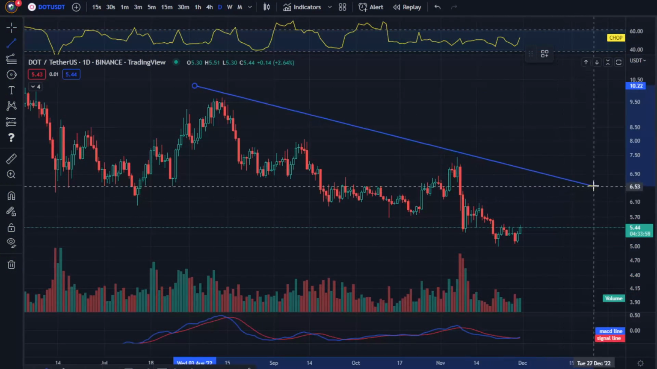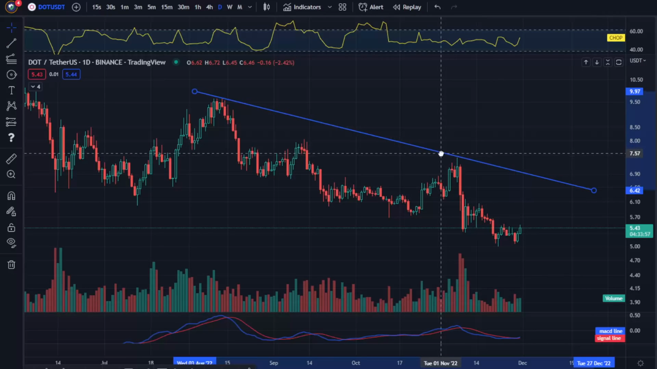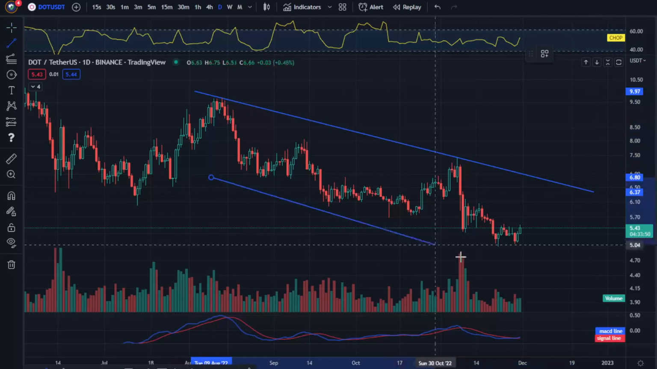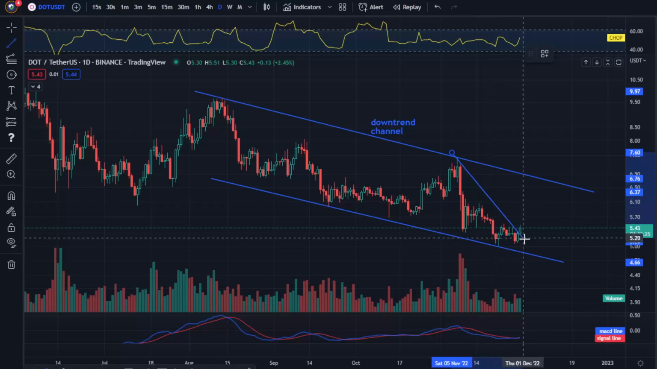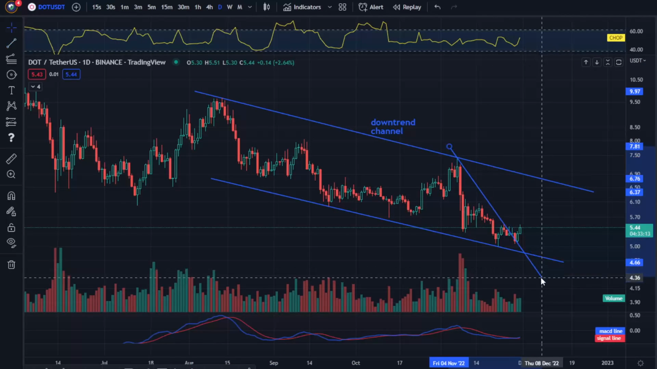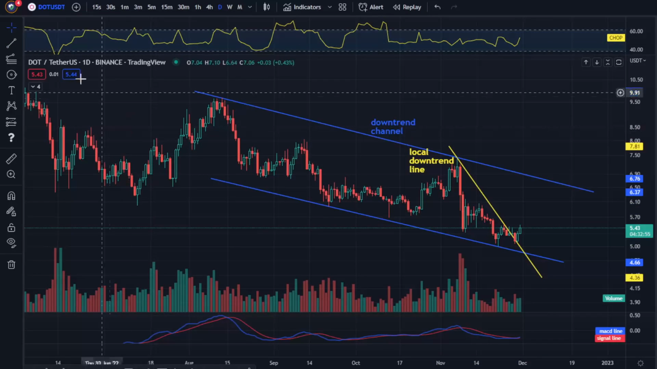Another cryptocurrency in today's review is Polkadot paired with USDT on a one-day timeframe. As we can see, the price is moving in our downtrend channel marked with blue lines and is locally above the downtrend line.